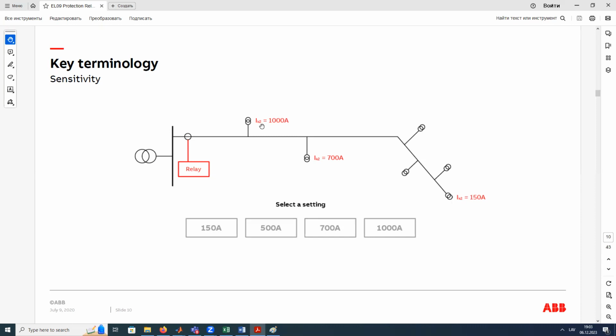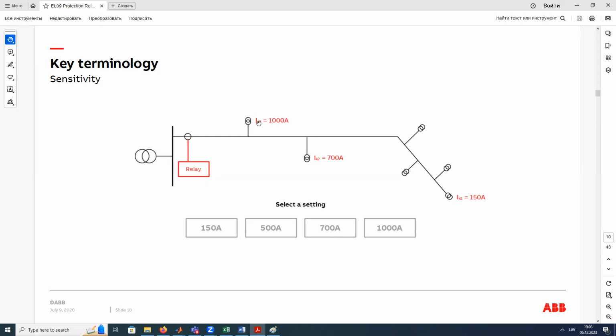It could be three-phase current, so three phases are connected together. This will be K3. If we have two-phase current, this is K2. If we have one phase current, no, phase to ground, because one phase could be a fault only with ground connection, it will be K1. So for these types of fault current, we have this letter. I means current, and K with a digit says what type of fault we have.